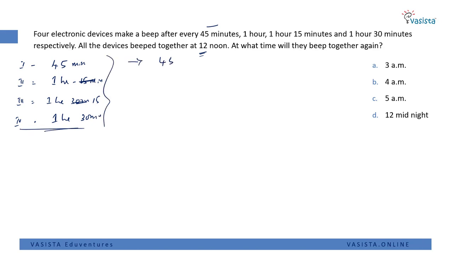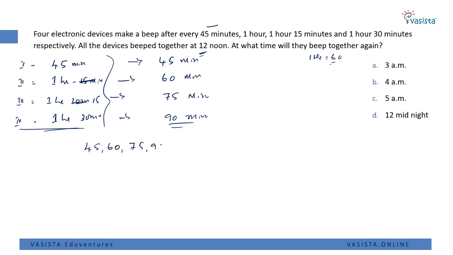This is going to be 45 minutes, the first one. The second one is 1 hour. 1 hour means what? 60 minutes, right? The third one is 60 plus 15, which is 75 minutes. The fourth one is 60 plus 30, which is 90 minutes. Now we need to find the LCM for this, that is 45, 60, 75 and 90. Let me start working on it.